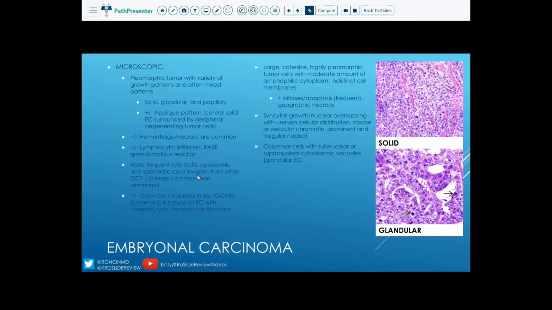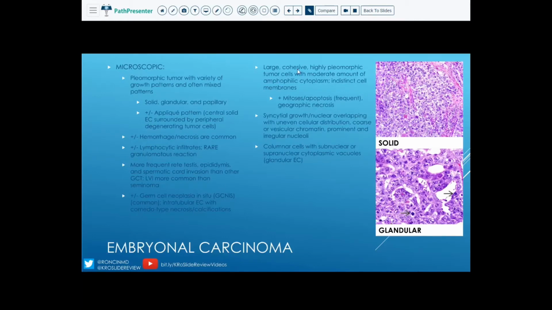Frequent involvement of rete testis, epididymis, and spermatic cord invasion, as well as lymphovascular invasion. Remember, spermatic cord invasion happens in less than 5% of seminomas, so this is extremely common and is most common in embryonal carcinoma compared to the other germ cell tumors. You may or may not see GCNIS, which you often will. You can see intratubular extension of carcinoma with comedo-type necrosis as well as calcifications.